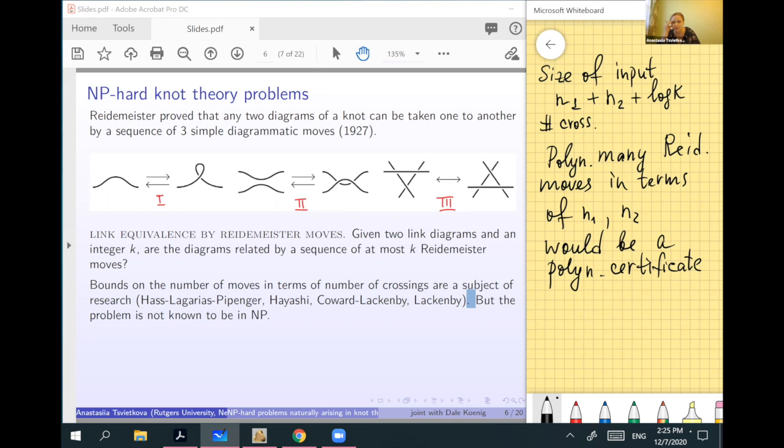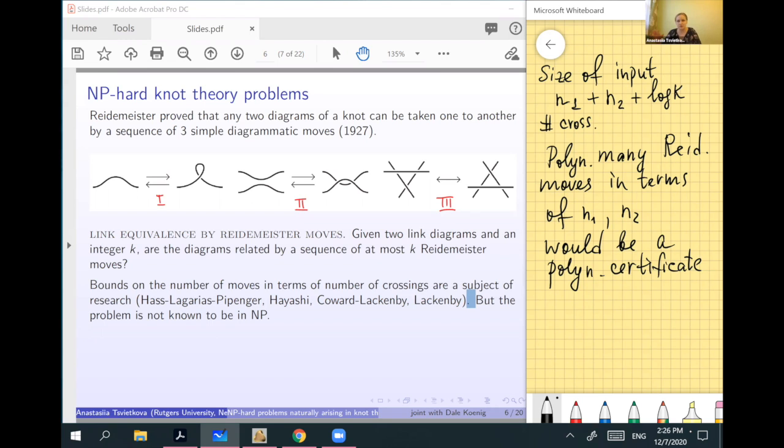So we don't have, even that is not yet published, but even if it is, it looks like it won't be a universal polynomial bound for all links anyway. And therefore, we don't have a polynomial certificate for this problem. That looks like a hard problem. So we don't have it in NP.